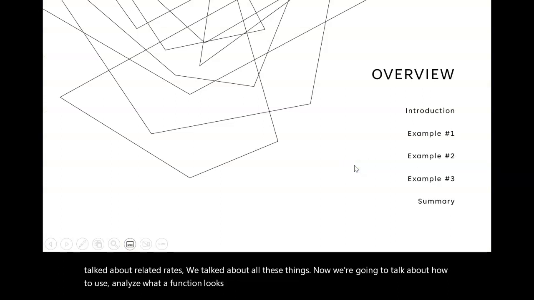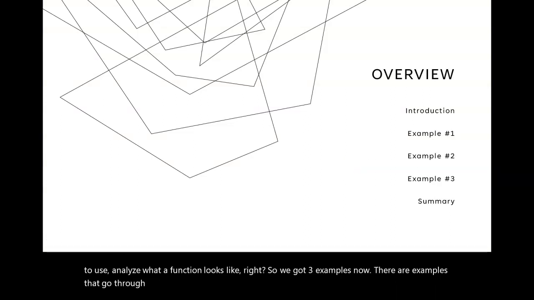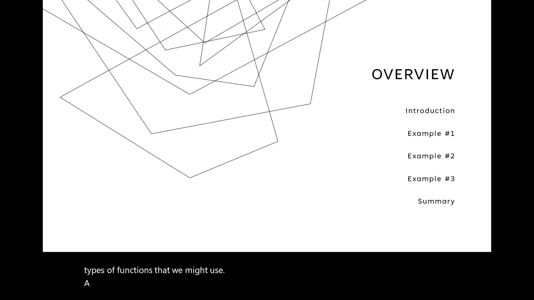All right. So we've got three examples now. These are examples that go through multiple parts, and I'm going to lead you through three different types of functions that we might use a derivative to explain the behavior of that function at certain spots.